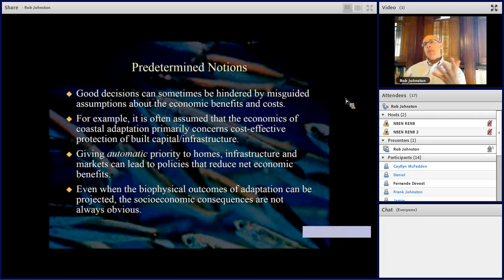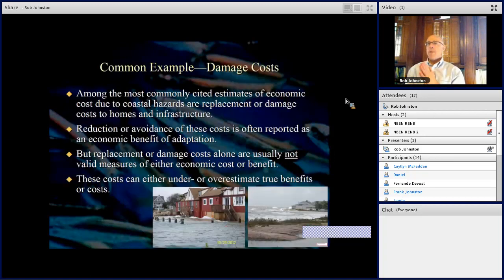So, this is basically just talking about what I mentioned, right? One of the most commonly cited estimates of economic cost due to coastal hazards, and conversely, the benefit of preventing, say, the flooding, would be that you've eliminated damage costs to homes and infrastructure. And so if we reduce or avoid those costs, that's typically, at least in the media, when politicians talk about this stuff, reported as an economic benefit of adaptation. We're avoiding those damages. And at a certain level, that seems reasonable, right?